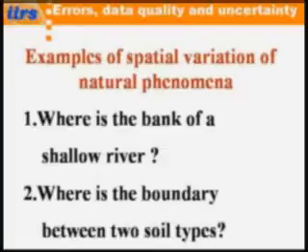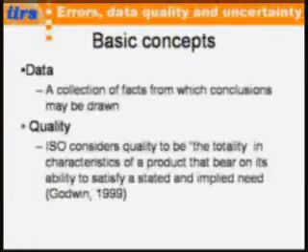When we come to the basic concepts of data, as I mentioned earlier, data is a collection of facts from which conclusions may be drawn. Quality means you specify certain standards. ISO considers quality to be the totality of characteristics of a product that bear on its ability to satisfy stated and implied needs. That is given by Godwin 1999. So you have some product, it is to be a totality of characteristics, you specify it and accordingly generate the product. That means the quality that is needed is taken care of.